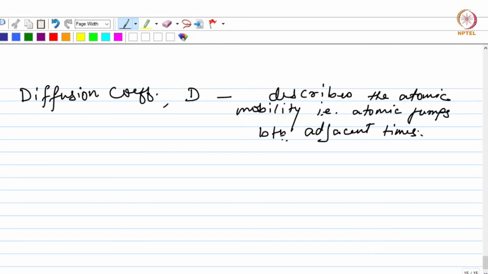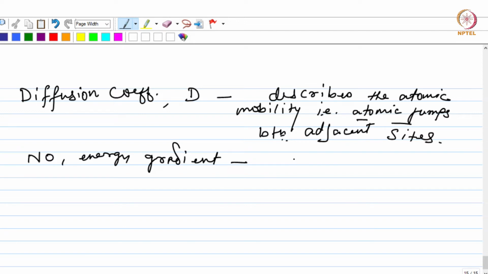Right, so this is what I said. The diffusion coefficient D describes the atomic mobility, that is the atomic jumps between adjacent sites. Now we need to understand what is going to happen to this atomic jump when you're talking about an energy gradient. If there is no energy gradient, then statistically these jumps will be random.